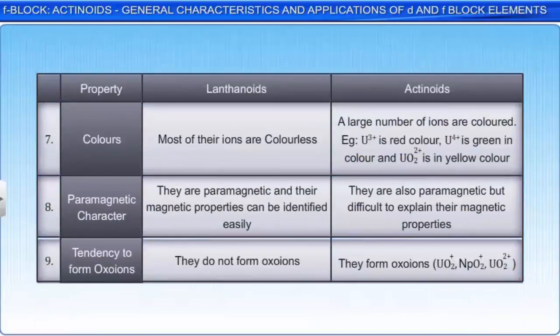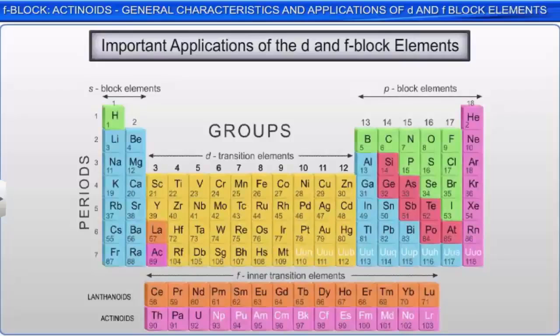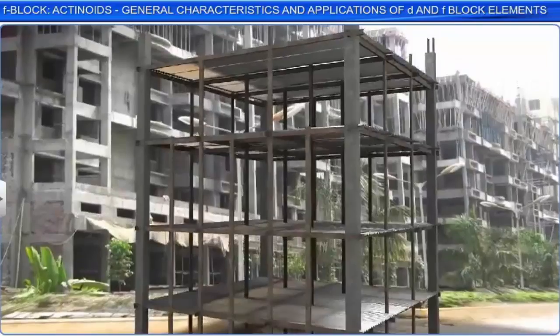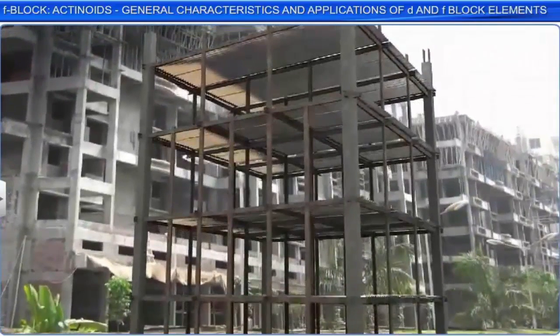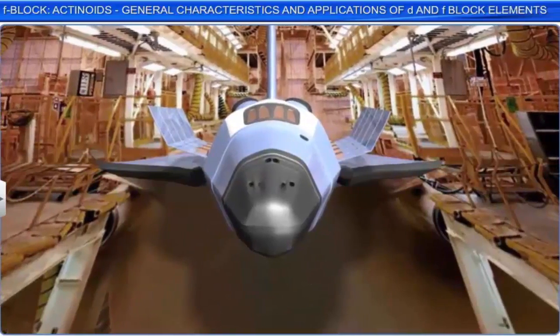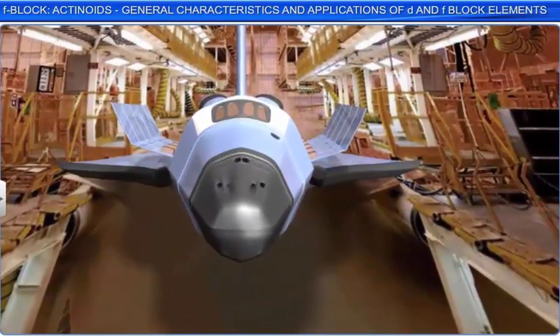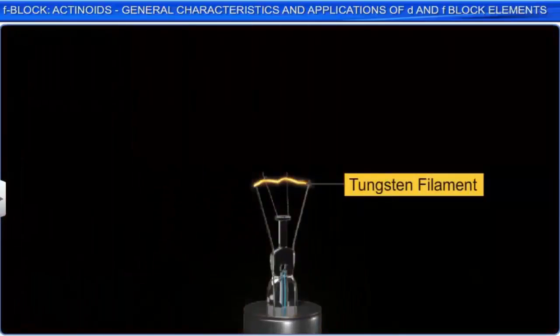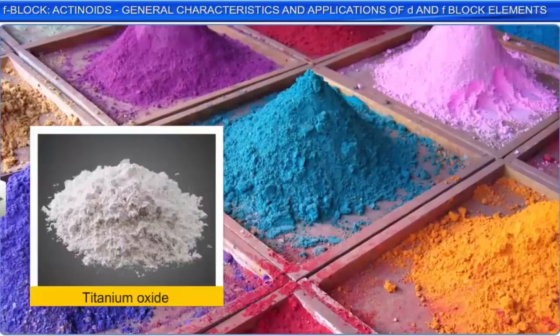Finally, let's look at the important applications of the d and f block elements. Iron and its alloy steel are used extensively in the construction industry. Titanium is used in aircraft and spaceship manufacture. Tungsten is used to make electrical filaments. Titanium oxide is used in the pigment industry. Manganese dioxide is used in dry battery cells. Zinc is used as the negative electrode in sealed dry batteries.